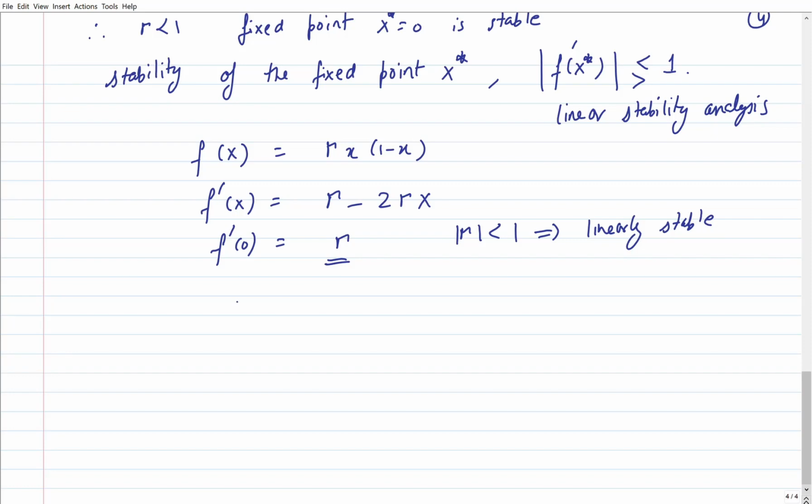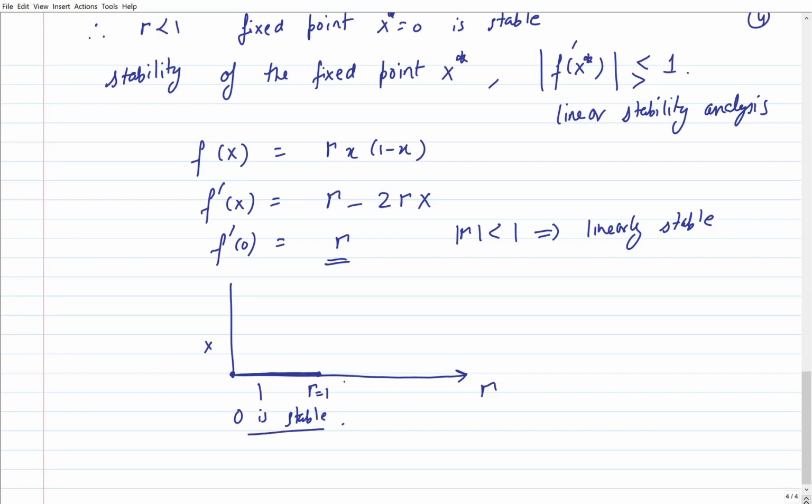So I had that in my picture. I had an R, and starting over here, this guy was, of course, X, till R equals 1. 0 is stable.